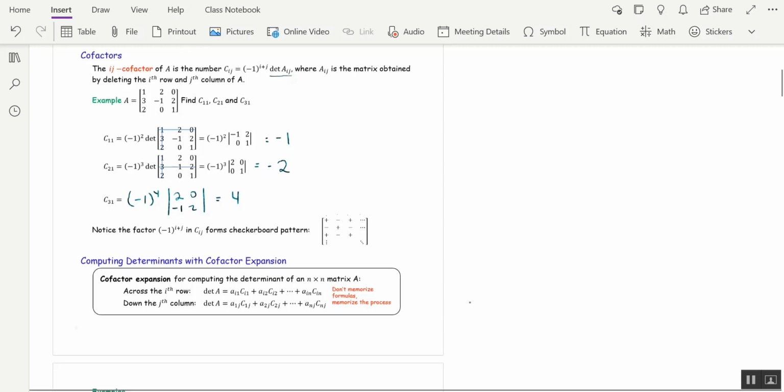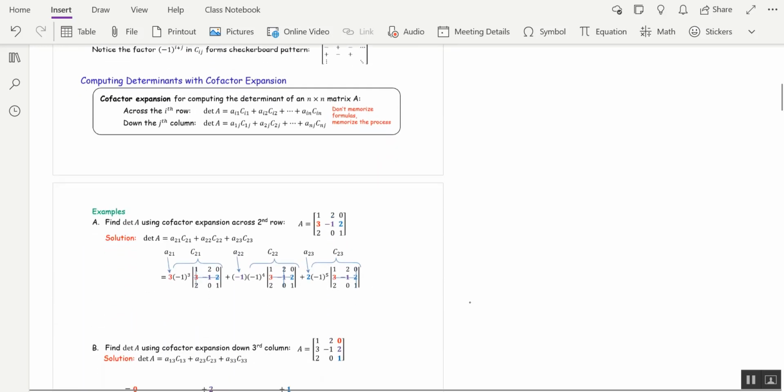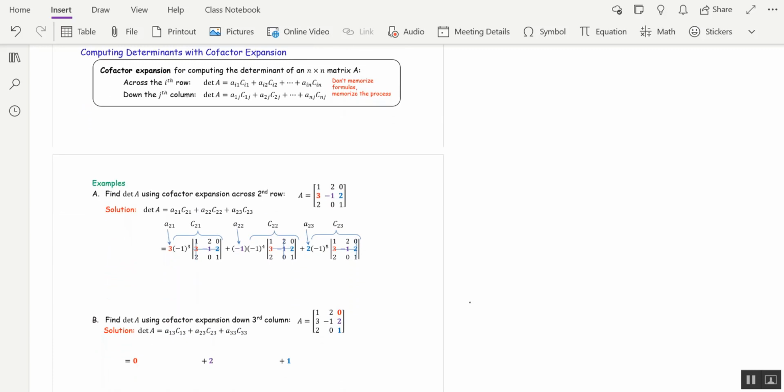So let's look at an example here. Back to our matrix A. Let's find the determinant using cofactor expansion across the second row. So the step I have written down in front of you is the mental step. Realistically, you're not going to write that down when you're finding determinants. It will take you forever. So realistically, here's what you're going to write down.